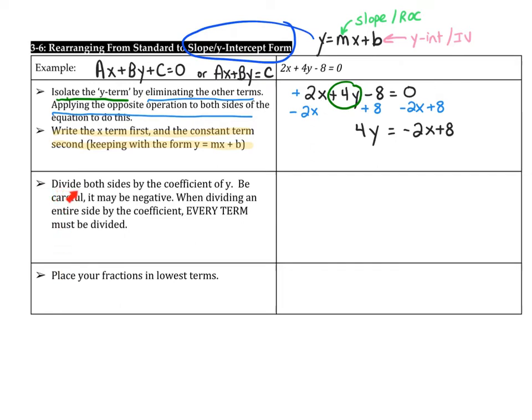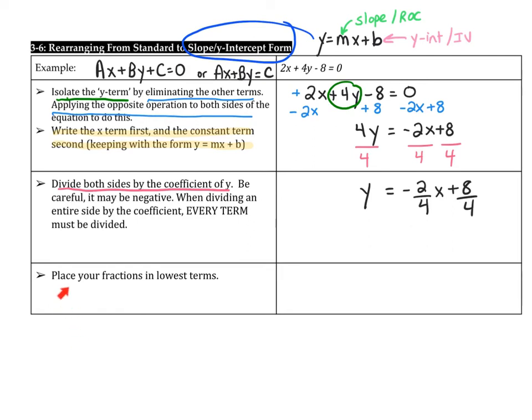The next thing you're going to do is to divide both sides by the coefficient of y. Sometimes it's positive, sometimes it's negative. So we're going to divide both sides by 4. If this was negative, make sure you divide by the negative. So divide everything by negative 4. So divide by 4. And then that's going to give you y equals negative 2 over 4x plus 8 over 4.